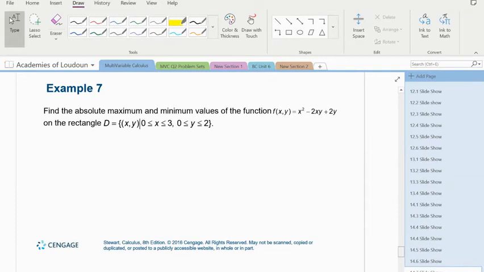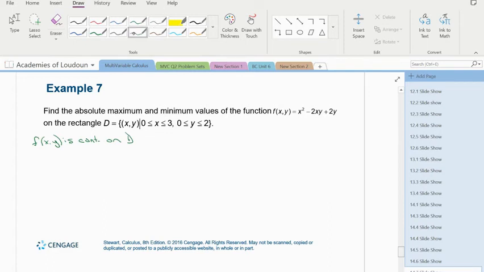f(x, y) = x squared minus 2xy plus 2y on the rectangle defined by D, where x ranges from 0 to 3 and y ranges from 0 to 2. Since f is a polynomial, we know that it's continuous on the closed and bounded rectangle. So f(x, y) is continuous on D. Therefore, Theorem 8 tells us that there is both an absolute maximum and an absolute minimum.